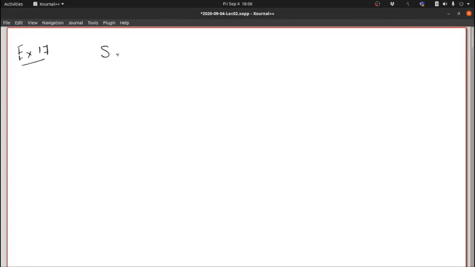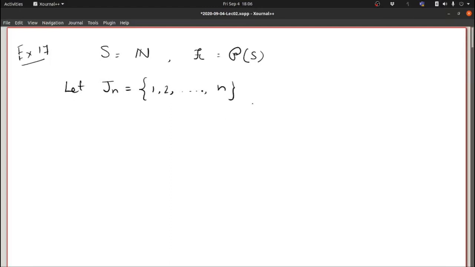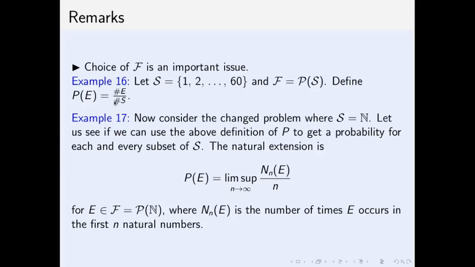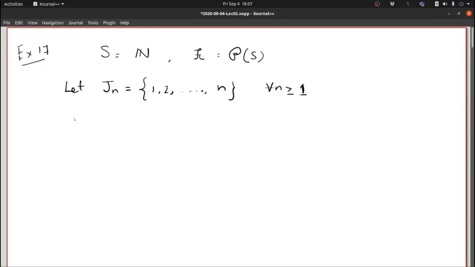So in example 17, I have S as the set of natural numbers, F is the power set of S, and from the previous definition where the classical example was fine, I try to extend the definition of the probability as follows. Let Jn be 1, 2, and so on up to n for all n greater than or equal to 1. J1 is a singleton set, J2 consists of 1 and 2, J3 consists of 1, 2 and 3, J4 consists of 1, 2, 3 and 4, and so on. Using example 16, I can define the probability very easily.